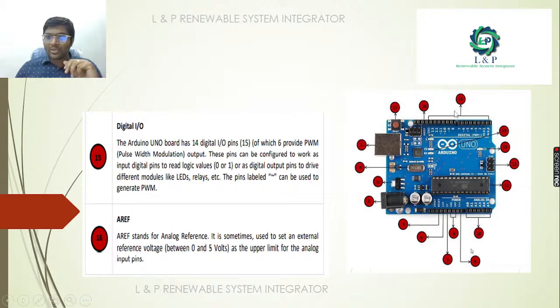Next, the 15th most important thing is the digital input and output. We have 14 digital inputs and outputs. Here we connect our normal relays, LEDs, everything we can use. A pin labeled with this symbol generates a pulse width modulation signal. And the 16th most important thing is the AREF. It is the analog reference voltage. It can be from 0 to 5 volt.